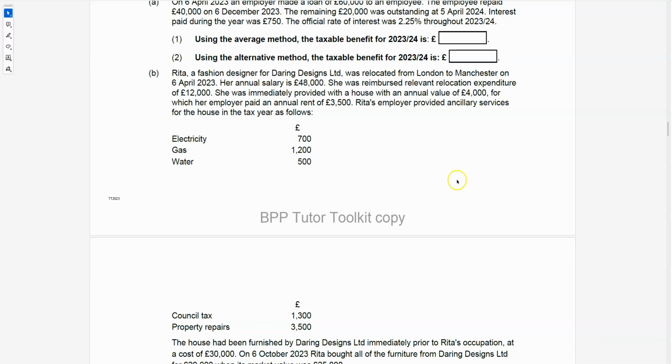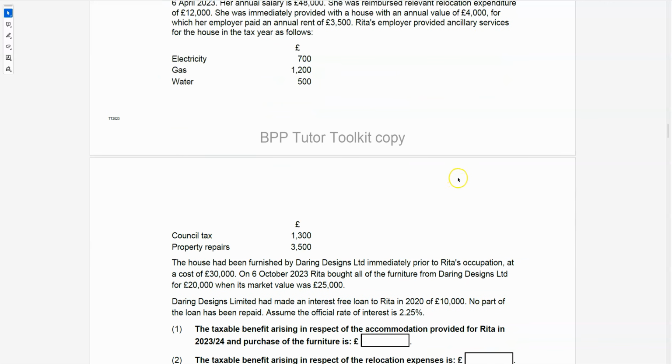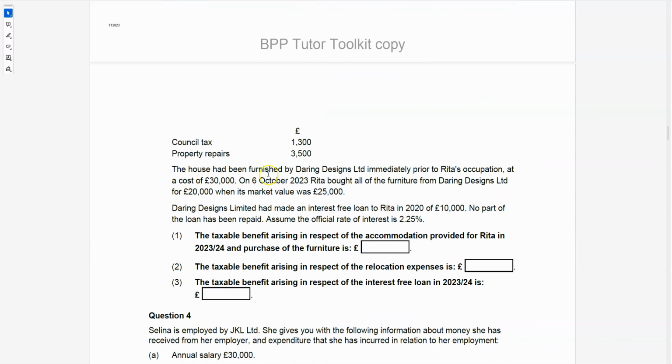So every single thing paid by the employer will be part of the benefit for Rita. Then it says that the house has been furnished by Darling Design Limited immediately prior to Rita's occupation at a cost of 30,000. On 6 October 2023, Rita bought all the furniture from DDL for 20,000 when its market value was 25,000. Now here there are two things we have to be careful about.